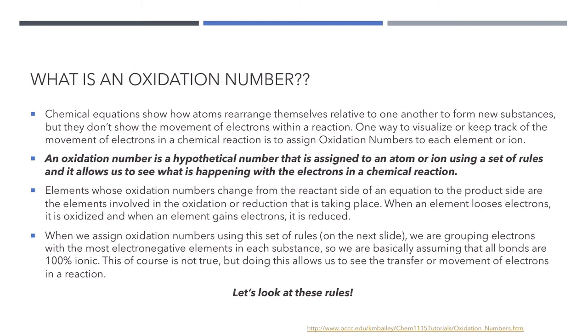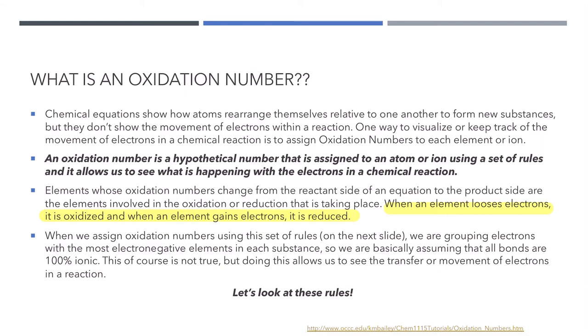So an element whose oxidation number changes from the reactant side of an equation to the product side is involved in the oxidation or reduction that's taking place. When an element loses electrons, it is oxidized, and when an element gains electrons, it is reduced. So this information right here is really important, and we're going to come back to it. We'll talk about it some more in just a little bit.